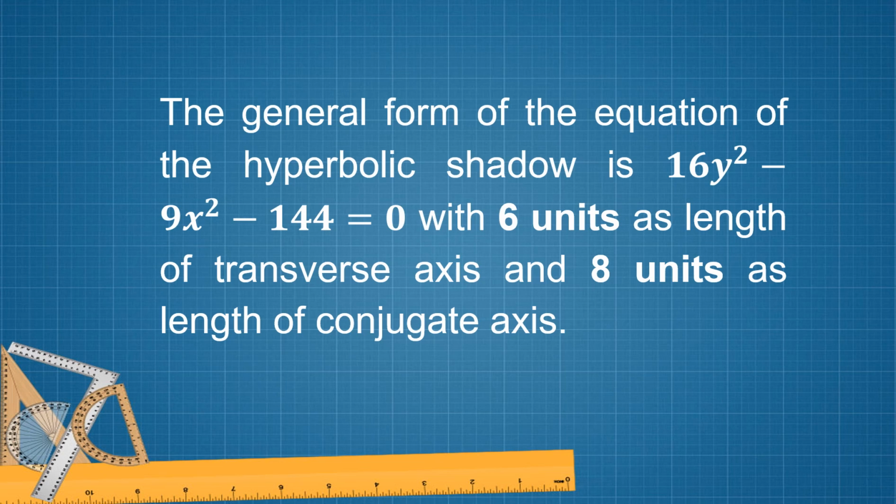So how did we get the length of the transverse axis? Since the value of A is equal to 3, 2 times 3 is equal to 6. So the length of the transverse axis is 6 units. And how did we get the length of the conjugate axis? Since B is equal to 4, 2 times 4 is equal to 8. That's the reason why the length of the conjugate axis is equal to 8 units.